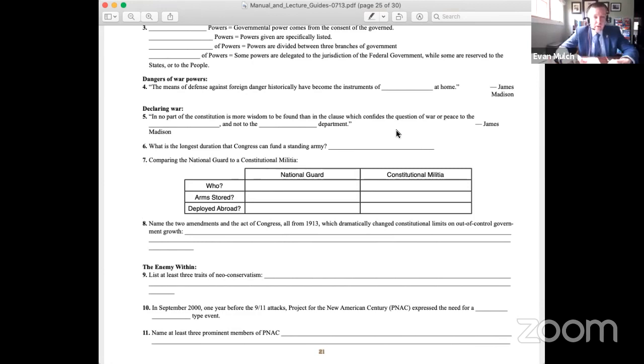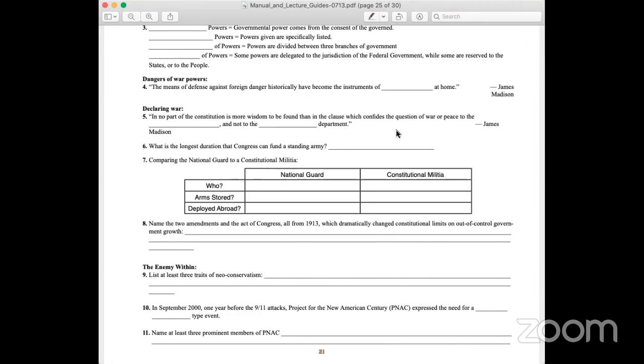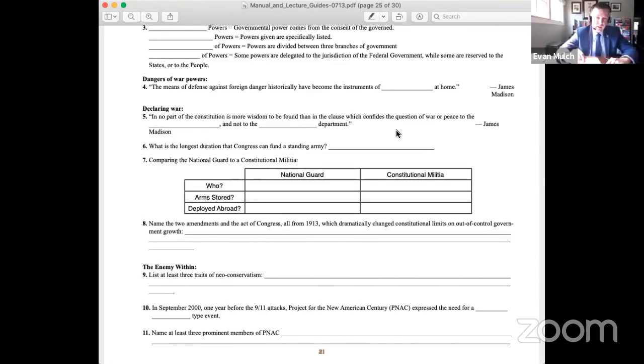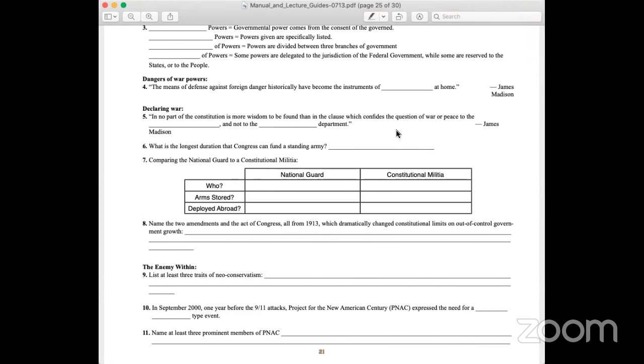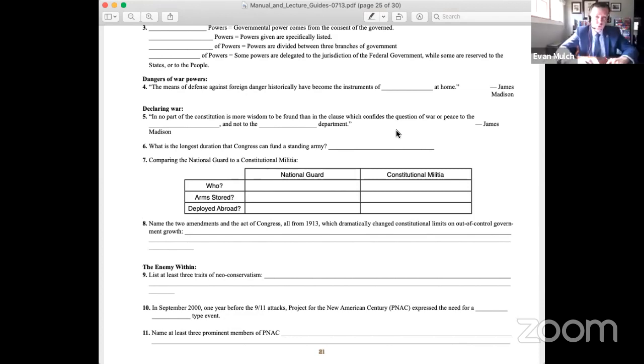Number 6, what is the longest duration that Congress can fund a standing army? 2 years. Yes, 2 years. That's the longest that Congress can fund a standing army. If we need it longer, what does Congress have to do next? It just has to fund it for revote for another 2 years. That's the constitutional remedy for the situation we're in.